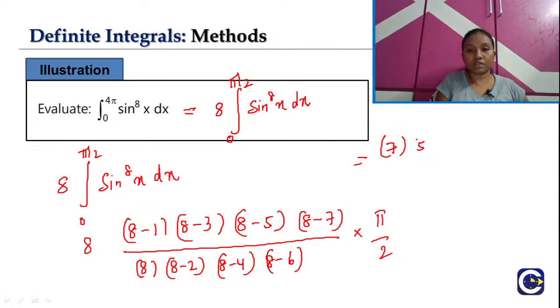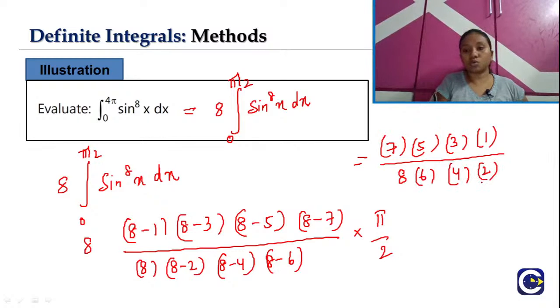So 8 minus 3, 5. 8 minus 5, 3. 8 minus 7, it will be 1. Here it will be 8 and then 6 and then 4 and then 2 into pi by 2. So let's see, terms will be getting cancelled. So 3 here, 2 times. So 7 into 5, 35.